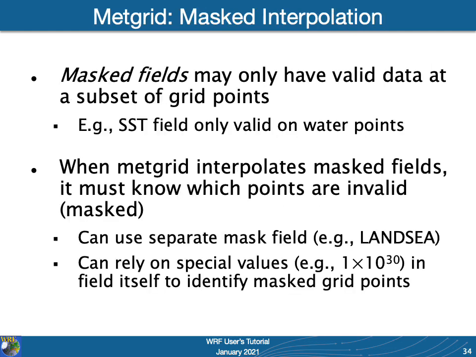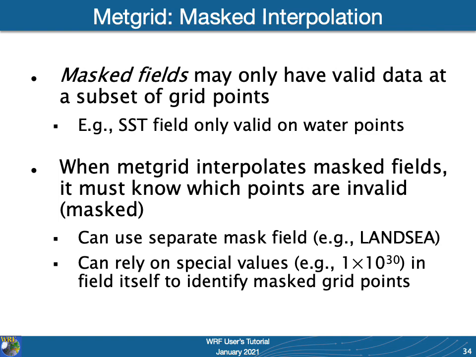We said earlier that the Metgrid program needs to take into account masking when it performs its horizontal interpolation. When we talk about masked fields, we're referring to fields that might only have valid data at a subset of their grid points. A common example of a masked field is the sea surface temperature field, which is often only provided with valid values over water. The Metgrid program needs to know which points to use and which points to ignore when it performs its horizontal interpolation of masked fields. There are two different ways that the Metgrid program can know which grid cells contain valid data and which contain invalid data.